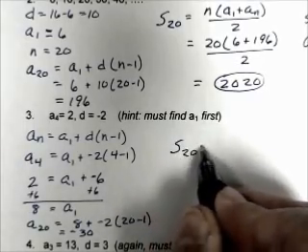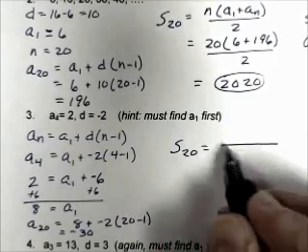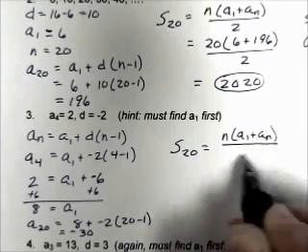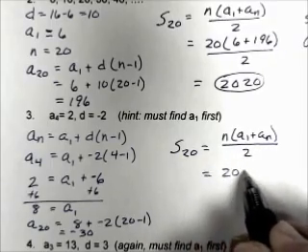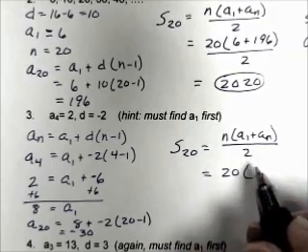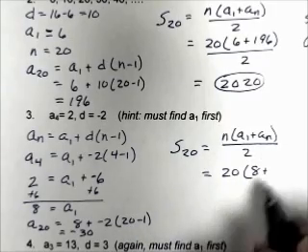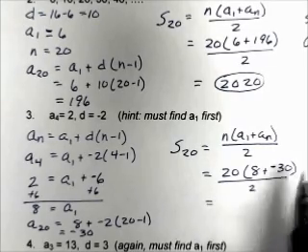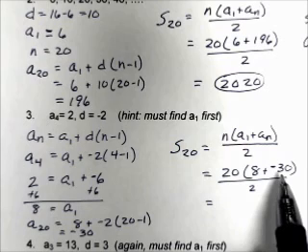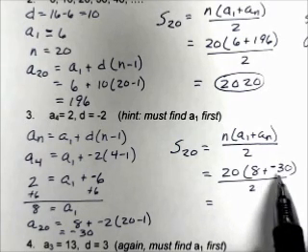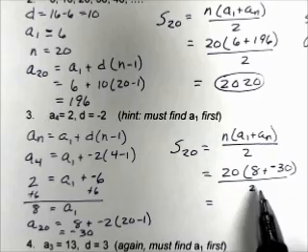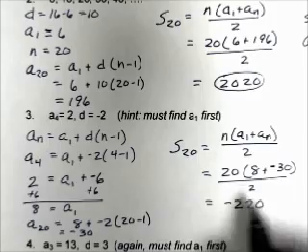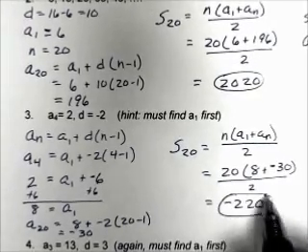So the sum of the first 20 terms is equal to n times a1 plus an, in this case 20, divided by 2. So 20 times the first term a1, which is 8, plus the 20th term, negative 30, divided by 2. 8 and negative 30 is negative 22, times 20 divided by 2 is going to be negative 220. So this is our sum of our first 20 terms.